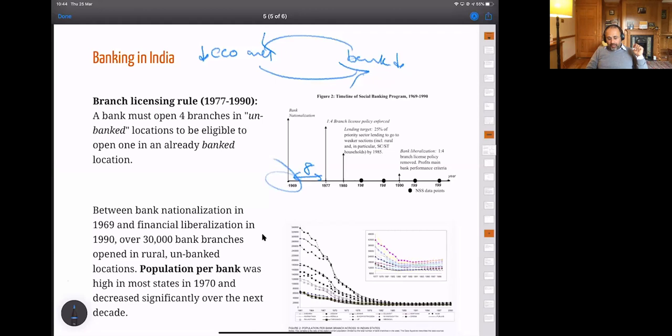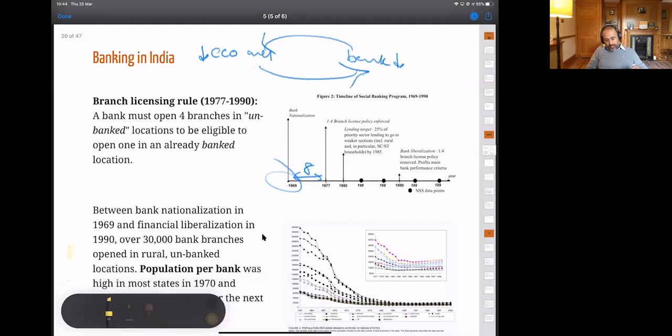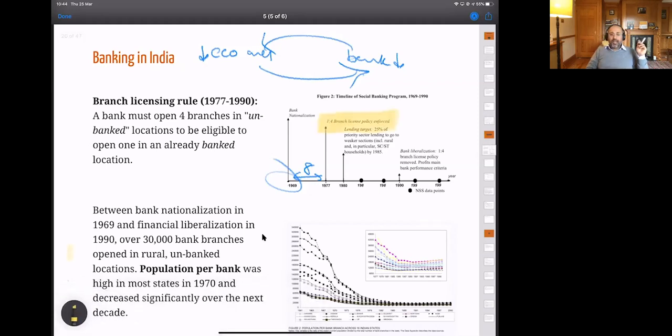So the government brought in the famous 1-to-4 branch policy. What was the 1-to-4 branch policy? The policy said that if you want to open up one bank in a banked area, what is a banked area? Where there's already a bank.